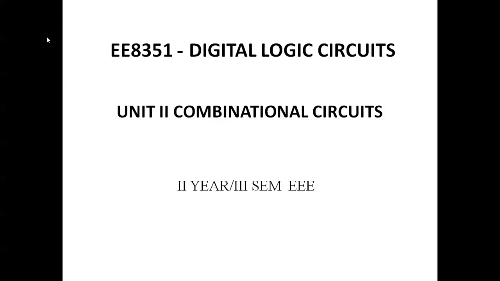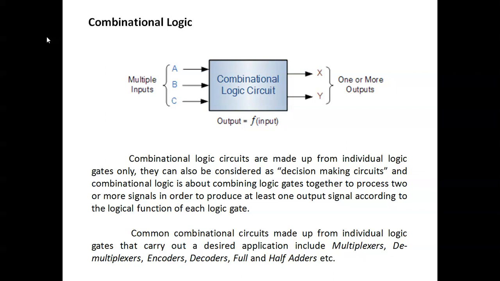Digital logic circuits, second unit: combinational logic circuits. This is EE8351, Digital Logic Circuits, Unit 2, for second year EEE students. The first topic is combinational logic, with multiple inputs and one or more outputs.